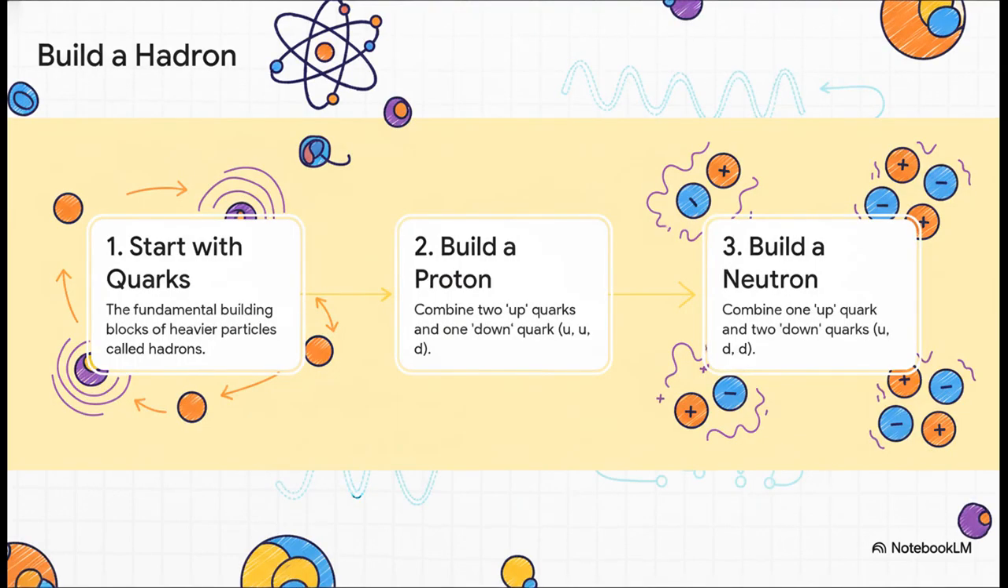So, it turns out that protons and neutrons aren't fundamental at all. They're actually composite particles called hadrons, and they're made of quarks. It's a simple recipe, really. You want to build a proton? Just combine 2 up quarks and 1 down quark. A neutron? Easy. 1 up quark and 2 down quarks. That's it. This simple little formula forms the core of every atom.